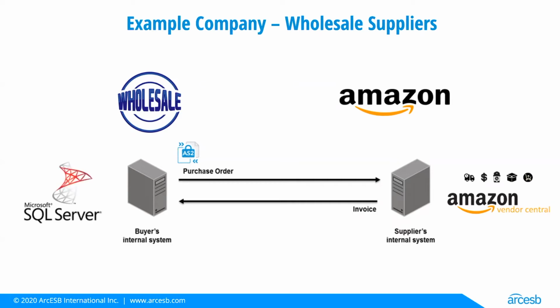So in a sentence, their use case can be summed up as so. Wholesale Suppliers needs to receive 850 purchase orders from Amazon and insert them into a SQL Server database. They also need to extract data from the same database to send back to Amazon in the form of 810 invoices.